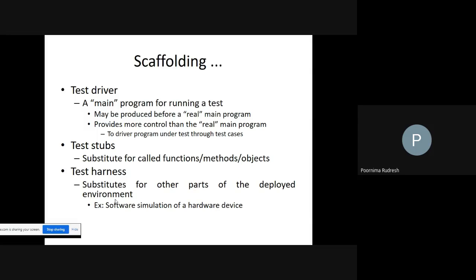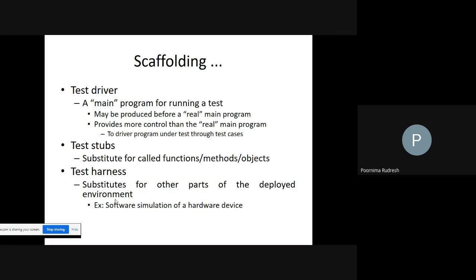These test stubs are nothing but the scaffolding technique. Okay. So the scaffolding technique is nothing but using additional code in order to call the functions, procedures, methods, or objects. Understood? Next, we have the test harness. It substitutes for other parts of the deployed environment. So, for example, a software simulation of a hardware device.